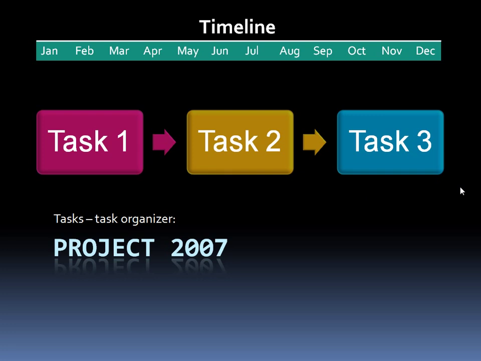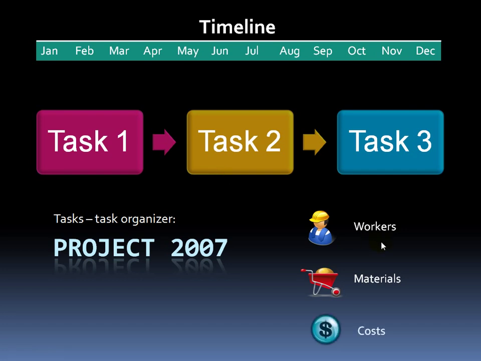Now each task is going to require some resources, and there are 3 types of resources. You have your workers, which is who's going to work on task 1, task 2. For example, task 2, writing the book, you could have writers. The next resource would be materials. So once they're working on writing the book, do they need a piece of paper to write the book, or are they going to use a word processing program like Word 2007?